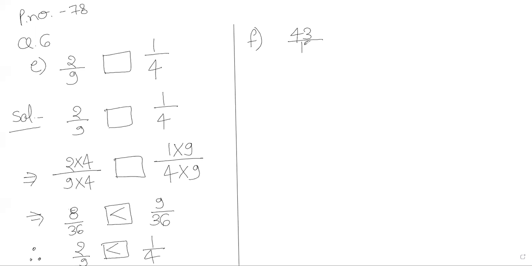43 upon 12. Compare this with 7 upon 7. अभी देखो यहाँ पे लेफ्ट साइड इज हैविंग डिनोमिनेटर 12 और यहाँ पे डिनोमिनेटर इज 7. आपको क्या करना है? फर्स्ट स्टेप इज मेक डिनोमिनेटर्स इक्वल.